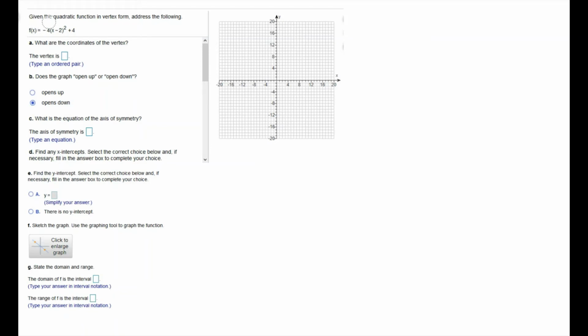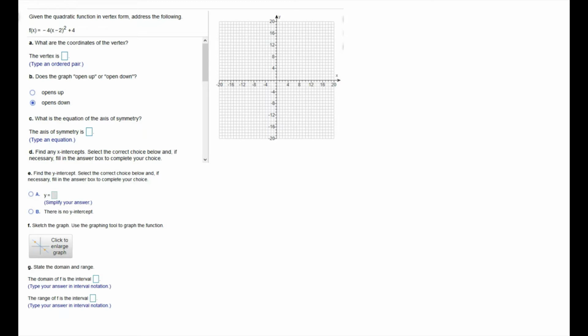This example says, given the quadratic function in vertex form, address the following. Our function is f of x equals -4 times x minus 2 squared plus 4. Part A, what are the coordinates of the vertex?